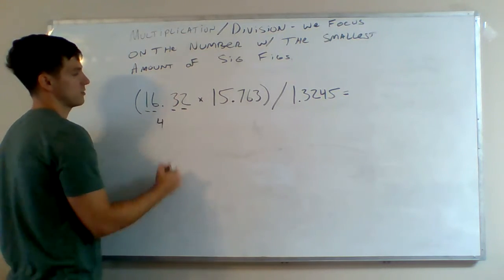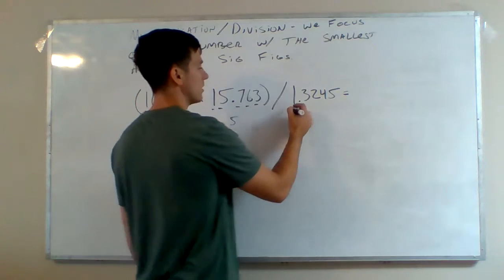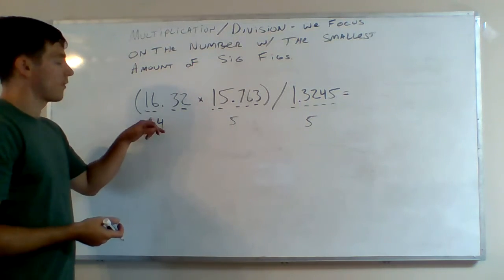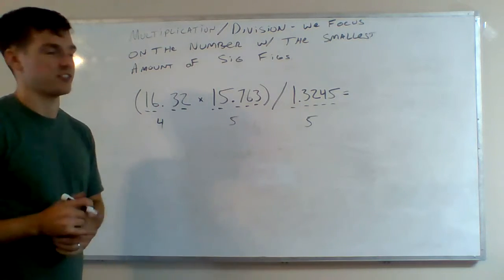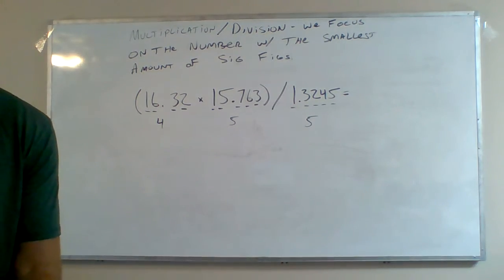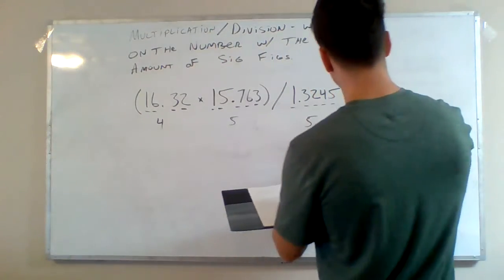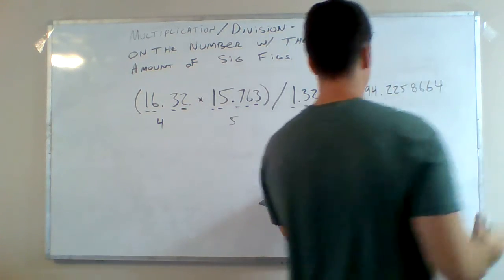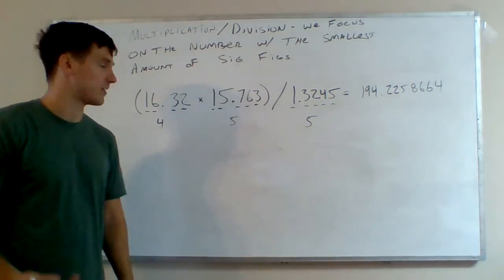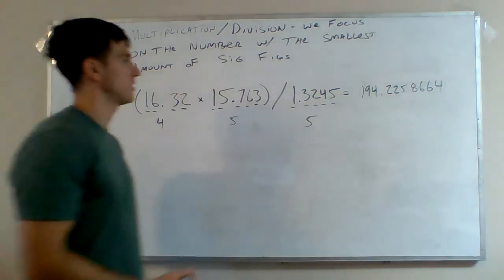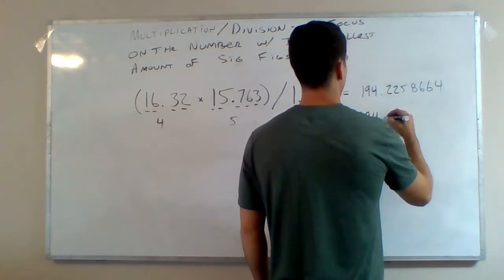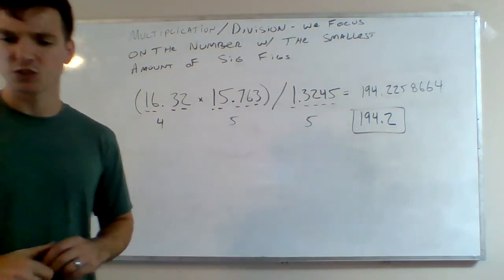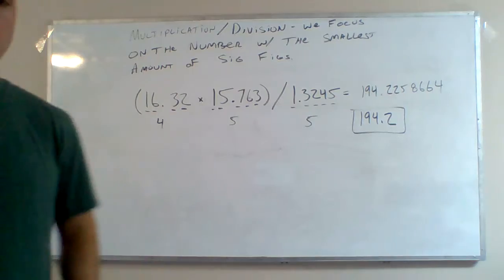This one has 4 sig figs. This one has 5 sig figs, and this one has 5 sig figs as well. So again, we focus on the smallest number. This number only had 4 sig figs, so my final answer is only going to have 4 sig figs. So I go ahead and multiply all that out, and I get 194.2258664. Well, again, my final answer only is to have 4 sig figs. So it's going to be 194.2, my final answer. Okay? Let's do one more example, and then we are good to go on that.